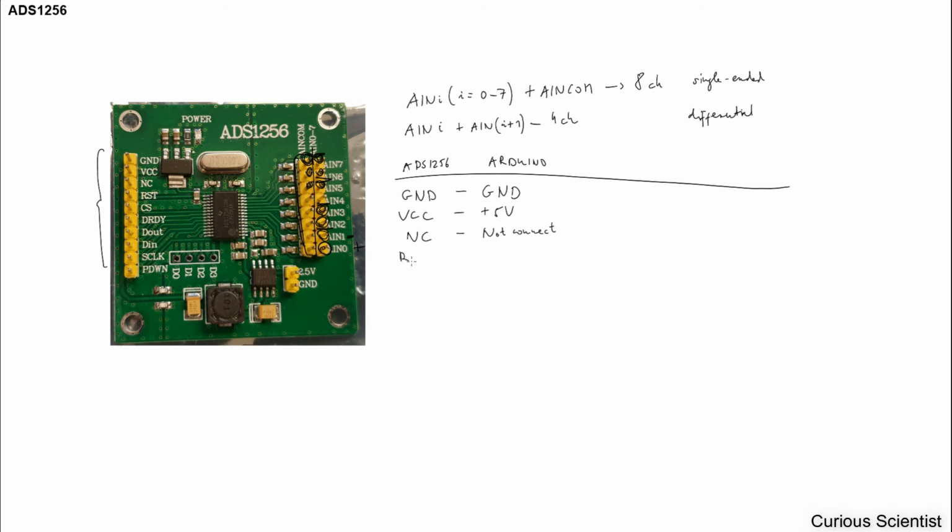Then you have the RST, which is the reset, and that should be D8. Then you have CS, which is the chip select, and that should be D10. Then you have RDY, which is the data ready, and that should be D2. Then you have the data out, and that should be D12. And then you have the data in, which is D11.